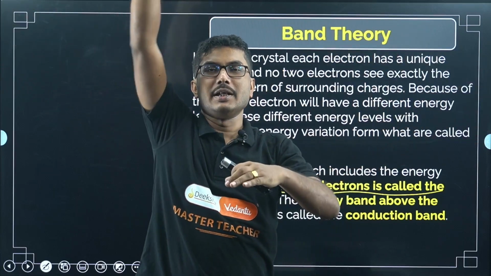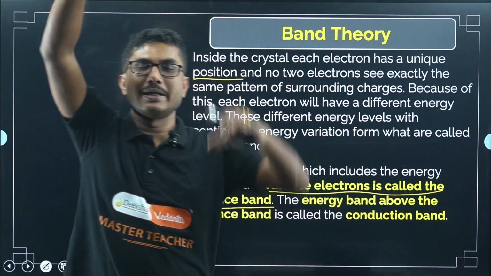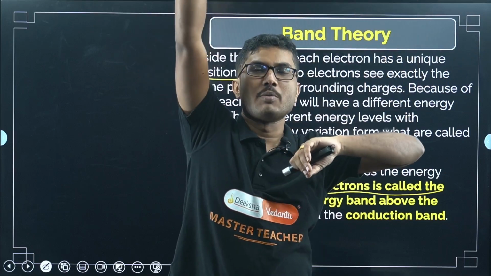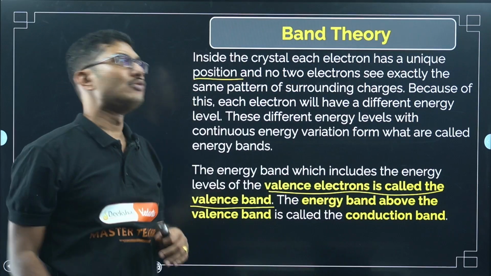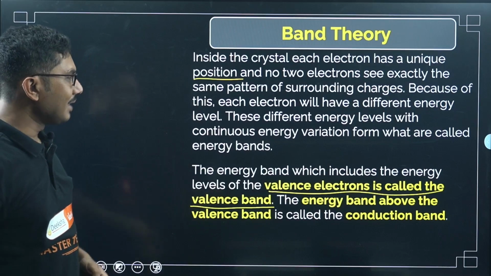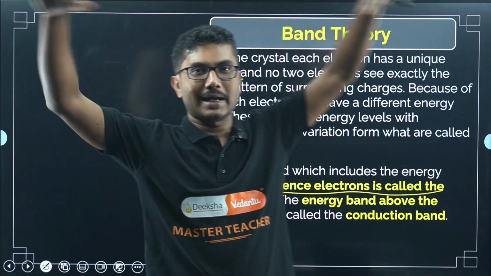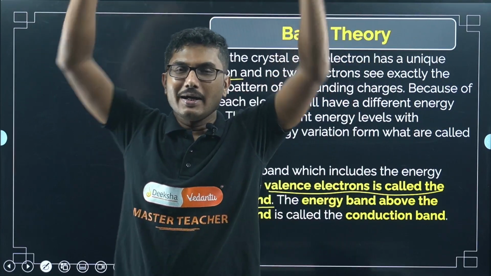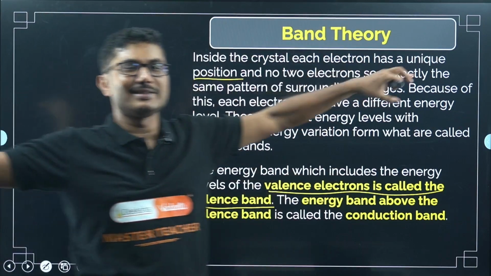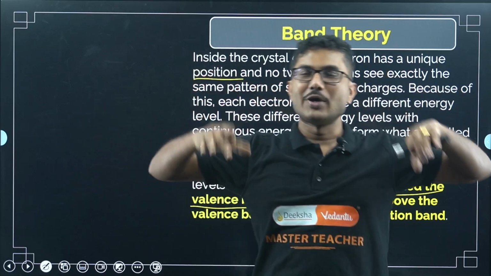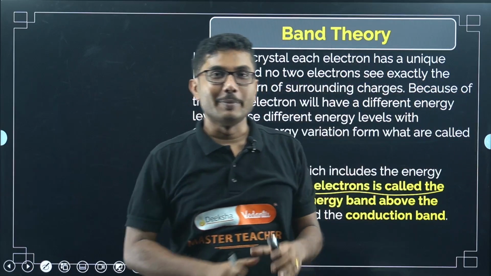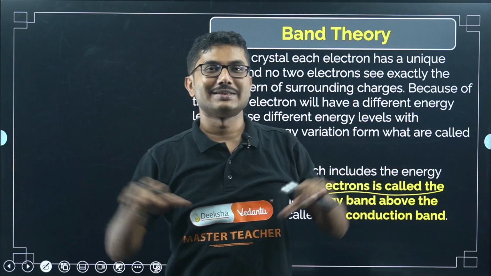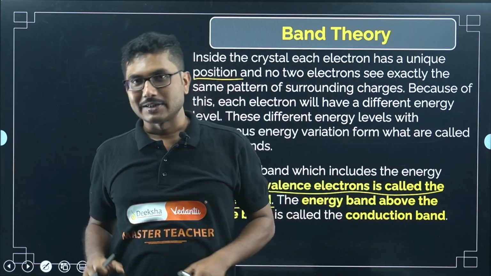And the empty shell above the valence band is what we are now calling the conduction band. If some electrons move from valence band to conduction band, something new will happen. We'll discuss that in a while, but that is called conduction band. Conduction band is like the empty floor above you, and the floor where you all are staying is the valence band. Suppose you are staying in a one-storied building: the rooftop is the conduction band and your floor where everyone is staying is the valence band.